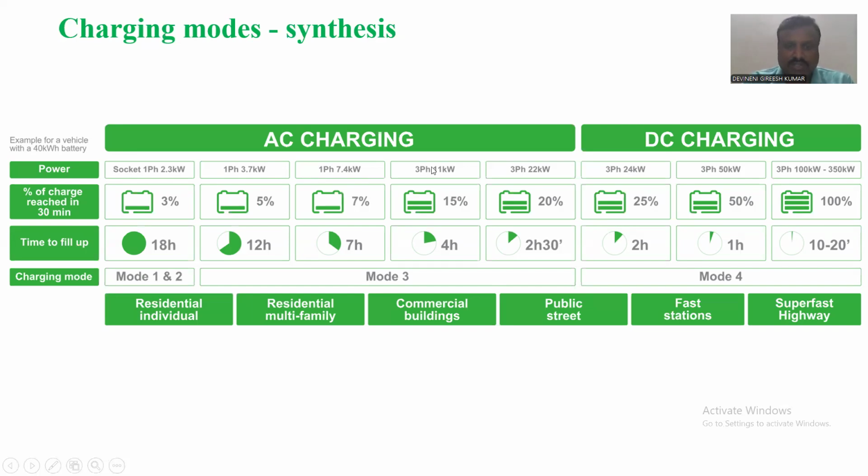And if you are using a three phase 11 kilowatt, in 30 minutes, 15% charge. If you are using a three phase 50 kilowatt, 50% of charge will be completed in 30 minutes. If you are using 100 kilowatt to 350 kilowatt, 100% will charge in 30 minutes itself. So these are the statistics of charging of AC and DC for different kilowatt ratings. And their uses are also given here: up to this we can use it for residential purposes, and later the commercial buildings and public stations. As the power rating keeps increasing, it will be public; the lower the power rating, the more it is domestic, residential, and office purposes.